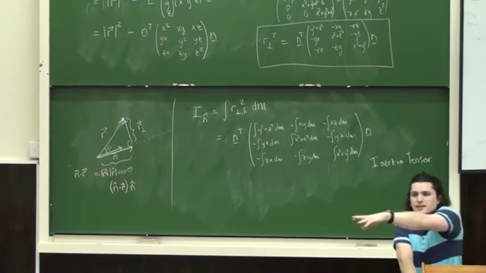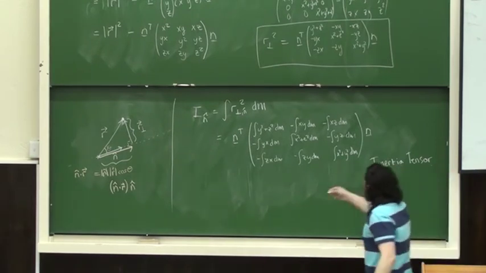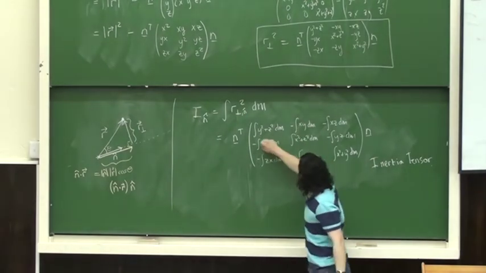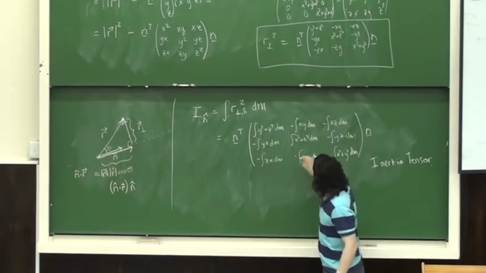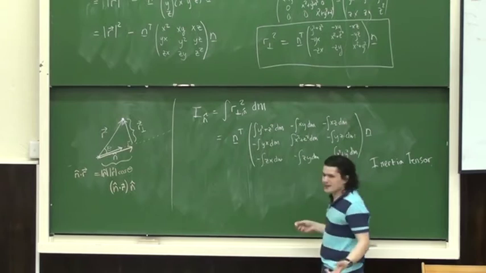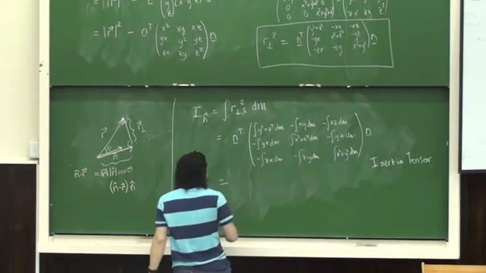Symmetric. Yeah, hearing that mumble, good. Symmetric. The matrix is symmetric. xy is equal to yx, xz is equal to zx, zy is equal to yz. In fact, we generally write it like this.